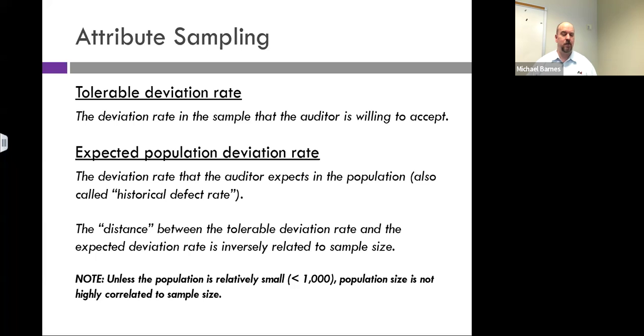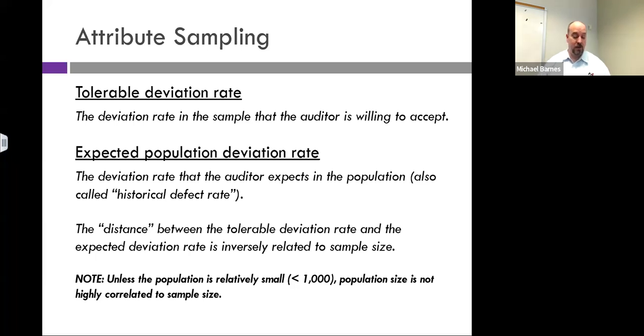So if it's a 9% distance, that's going to be a smaller sample size than if it's a 2% distance. Now, interestingly, you probably already know this from your statistics classes, but unless the population is relatively small, less than 1,000 observations, population size is not highly correlated to sample size. So if we're testing a population of 1 million or a population of 1 billion, our sample usually is not going to change at that remote level. Usually our sample is going to be about 100 to 200 items for really large populations, but it doesn't go much beyond that.